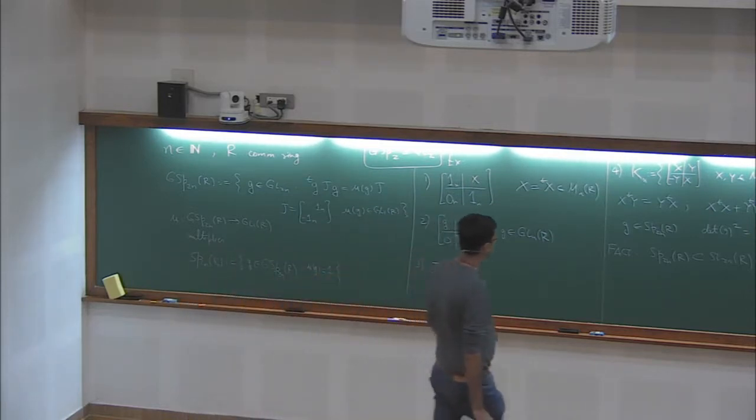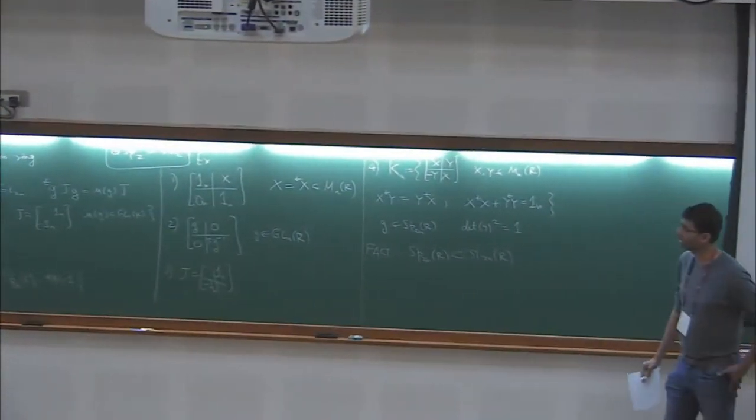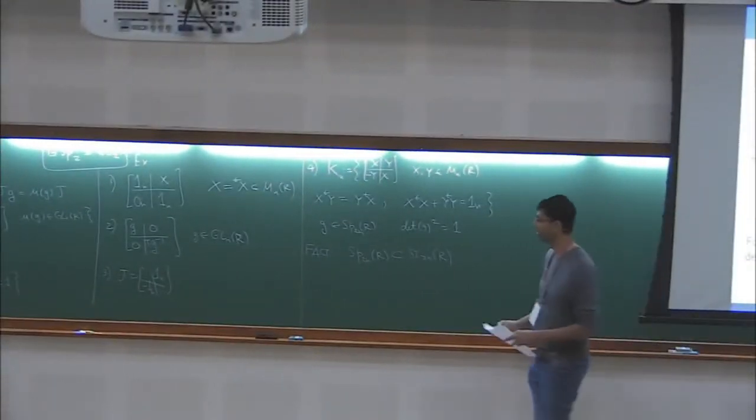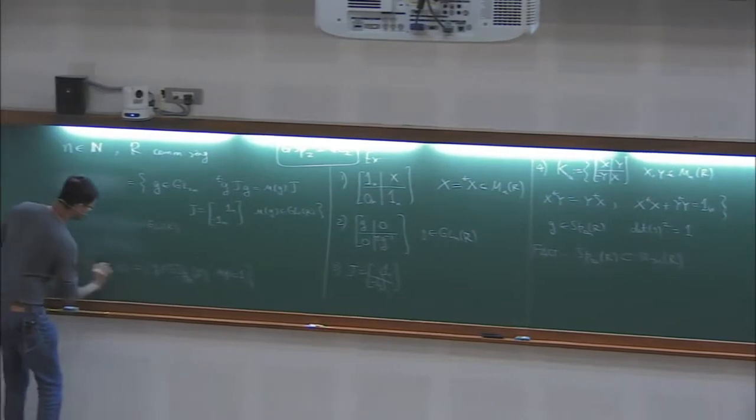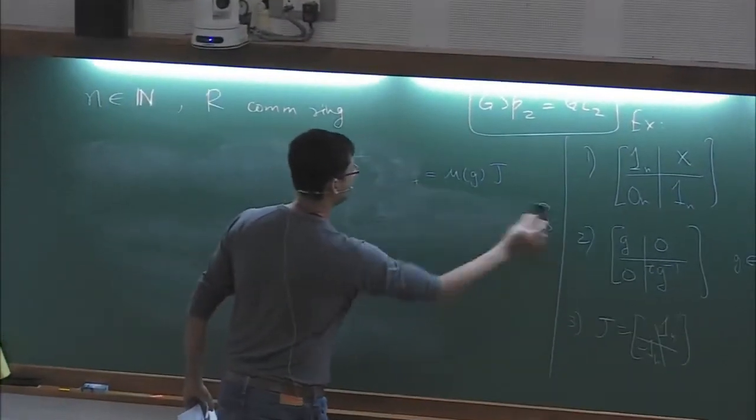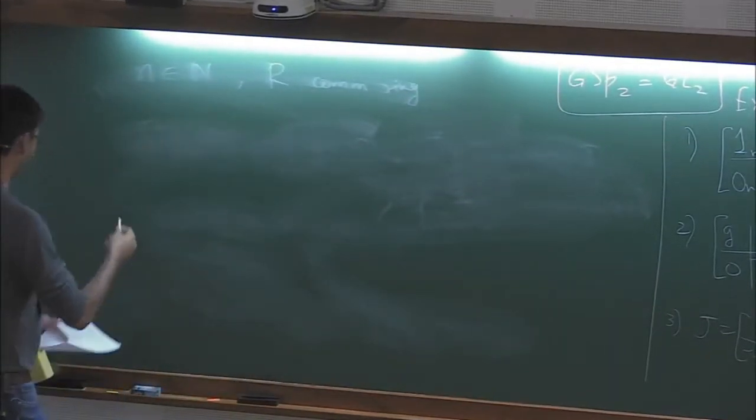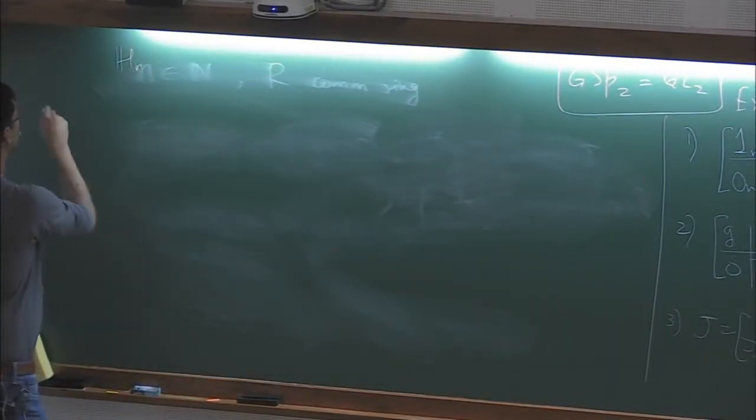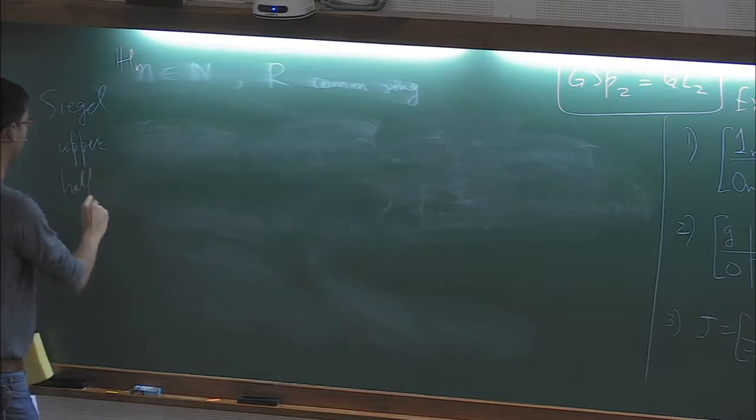Perfect. Okay, so this symplectic group now acts on the Siegel upper half space, and the Siegel upper half space is also very much similar to the complex upper half plane, and it's defined by the following. So this is our Siegel upper half space.